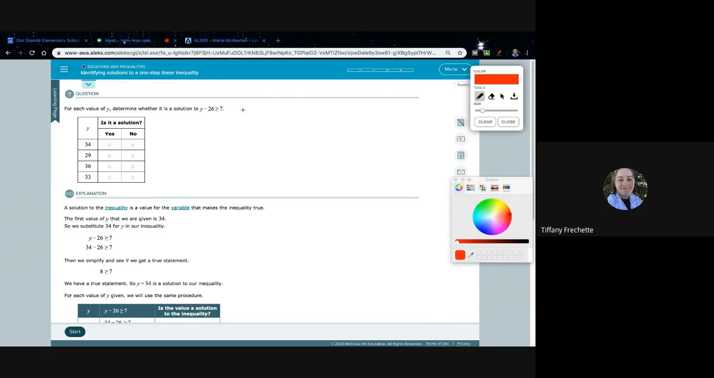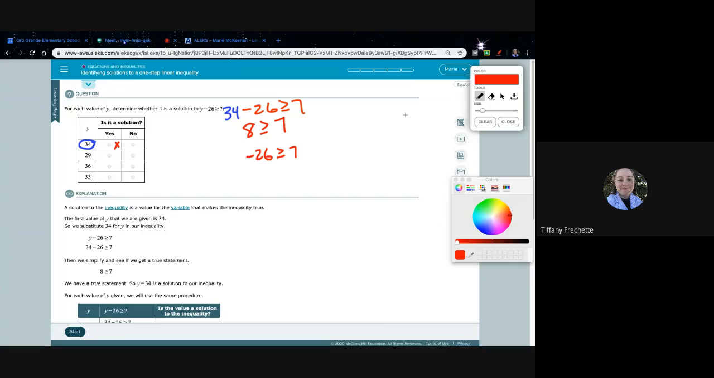We've done this a few times where we're plugging numbers in. So I'm going to write it out like this, and we're going to plug in what they gave us for y. For this first one, in place of y, I'm going to write 34. Then I just do the math here. So I have 34 minus 6, and 34 minus 6 is, let's see, we get 28. So then we say 28 is greater than or equal to 7. Well, that's true. So we click yes. And then we just go through and do this a few times.